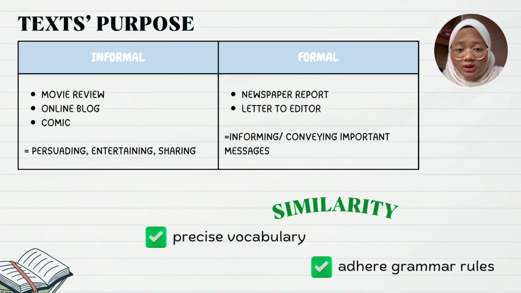Besides, the purpose of the text can also determine whether the text should be written in informal or formal language. For example, movie review, online blog, and also comic, they are purposely to persuade, share, and entertain the public. Thus, an informal language is used to create a friendly environment for the reader. Meanwhile, newspaper report and also letter to editor use formal language because their purpose is to inform or convey important messages. Thus, a formal language is used to make sure that the reader really gets the message of the text.